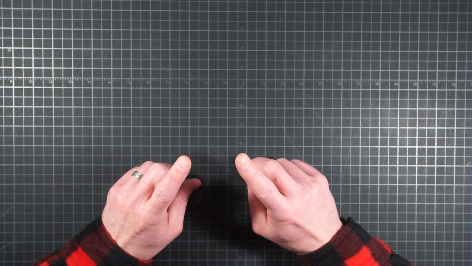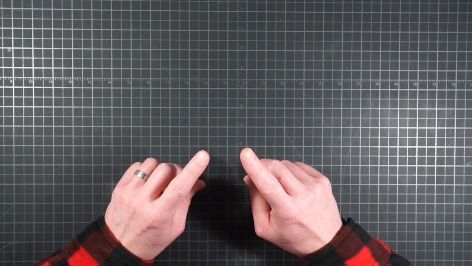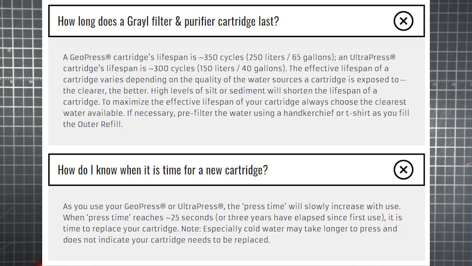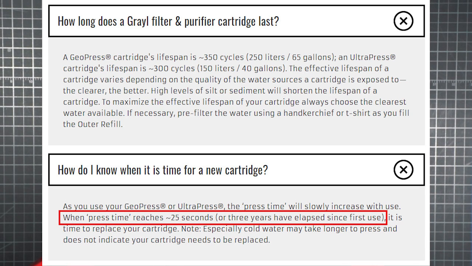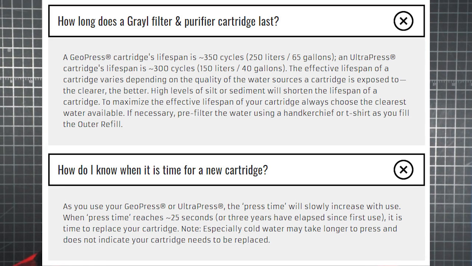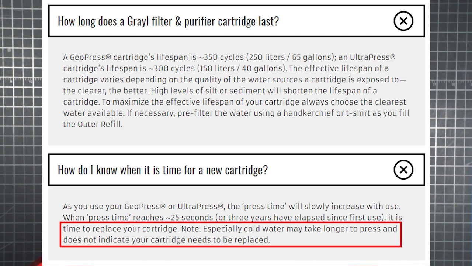To illustrate the uselessness of service life estimation, consider Grayl's approach. And they say, it's time to replace your cartridge when the press time reaches 25 seconds. But that will depend on how hard you press, and they give no indication of how hard that should be, or how you would even measure that force in the field. And as subjective as it starts out, that's unless the water is cold. And then you have no idea when to replace because no estimate for cold water press time is given.